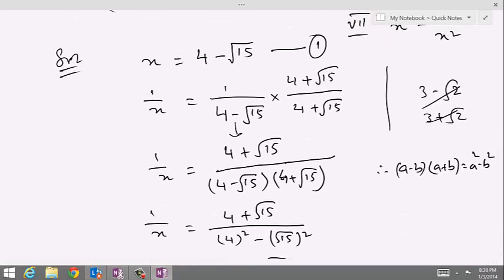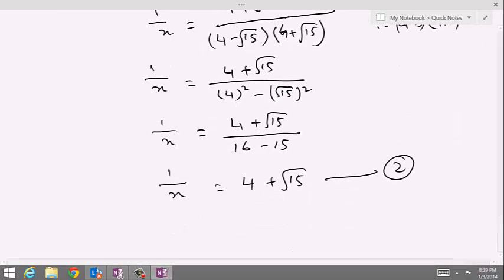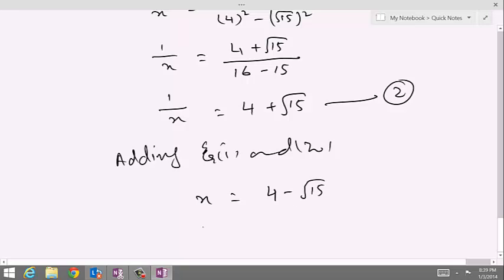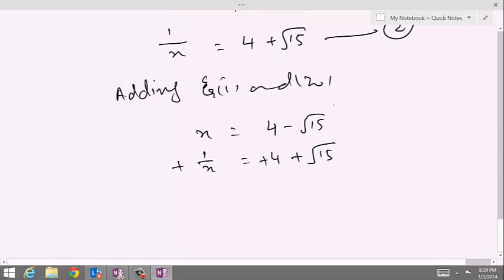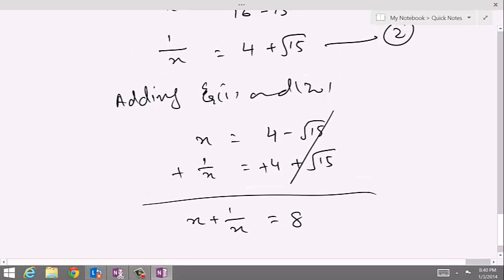We already have 1 here. If we add both of them, so 1 is 4 minus under root 15 and 2 is 4 plus under root 15. So adding equation 1 and 2, we have x equal to 4 minus under root 15, and in 2 we have 1 over x equal to 4 plus under root 15, and when we add both of them, this will get cancelled and we'll be left with x plus 1 over x on left side is equal to 8. So this gives us our two of our answers are solved. In equation 2 we answered our question 1.